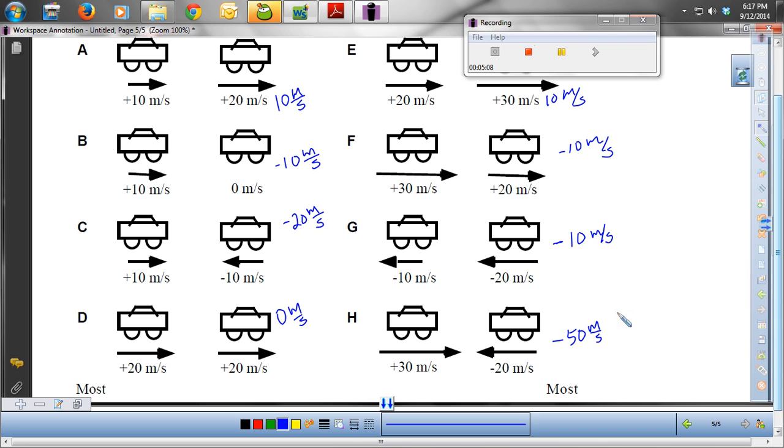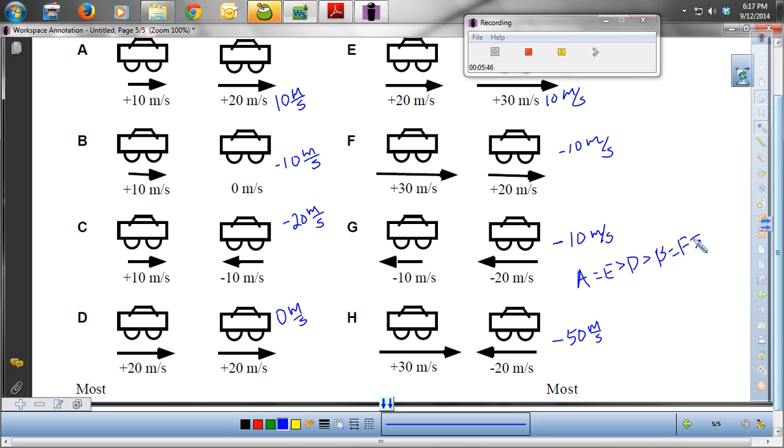So if I rank them in the greatest change in speed first, I know that A and E are equal, and they're the most positive, so I'm going to say A and E are equal. And that value is greater than my next one, which is D, because that's 0, which is greater than B and F, which are equal, which is greater than, and then I had G.